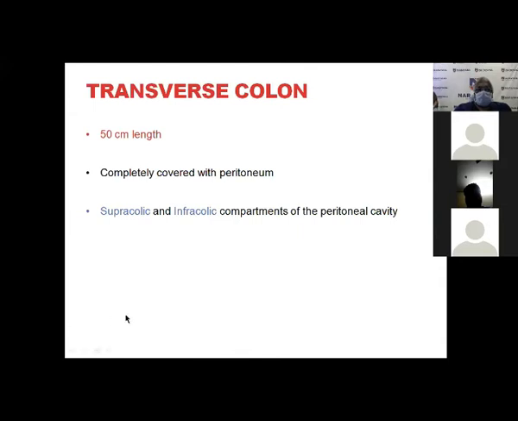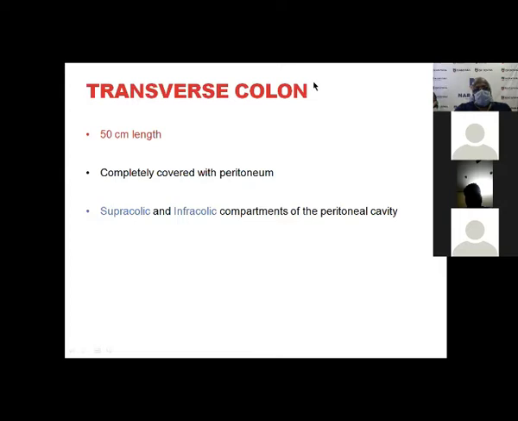Transverse colon is roughly 50 centimeters in length, but it can be like a garland. It is called dolichocolon. So it depends on the individual habitus and the habit of the individual, how much roughage he is taking. It's completely covered with peritoneum.